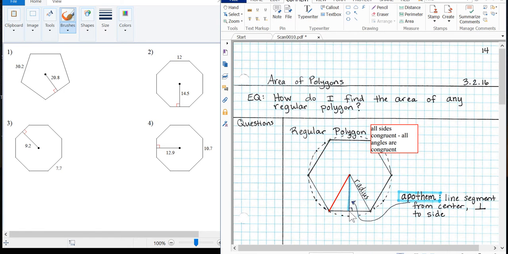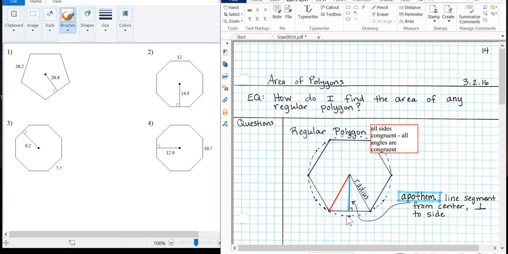Alright, so the blue highlighted line right here starts in the center and then it comes down perpendicularly to bisect one of the sides. It touches the side at exactly its midpoint. That's how it bisects it. So both of these sides are congruent with each other. That blue line is called the apothem. And here's its definition: a line segment from the center of a polygon that is perpendicular to a side. Okay?